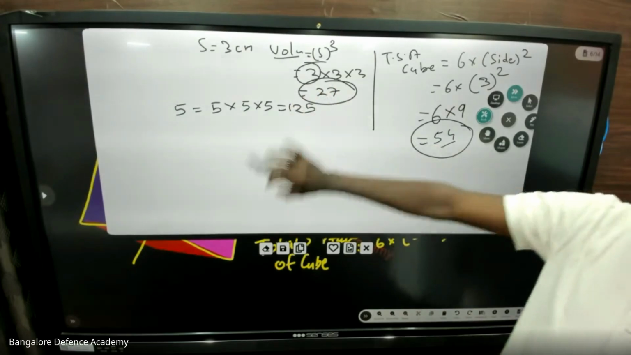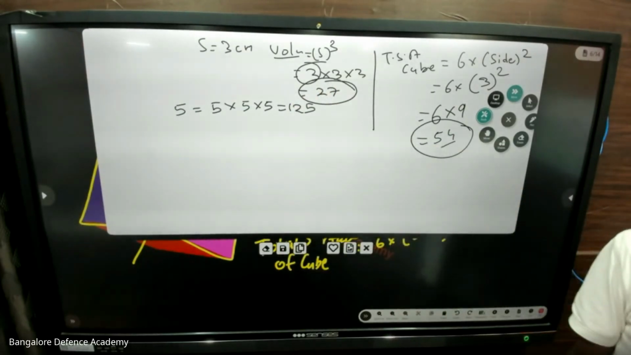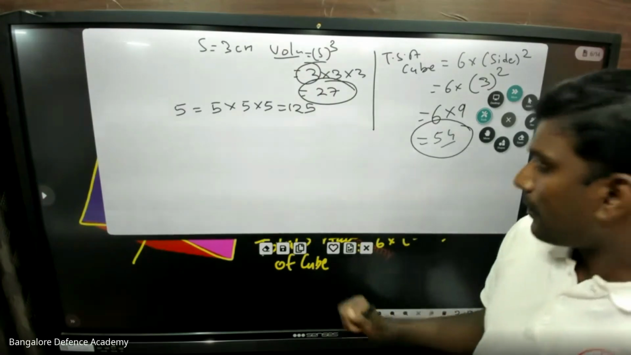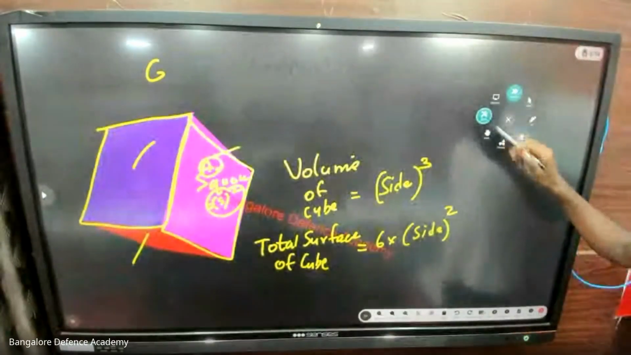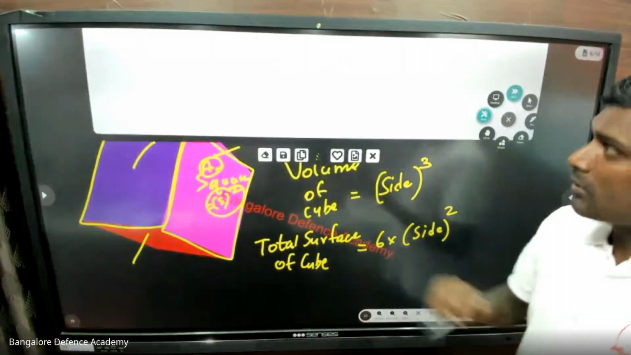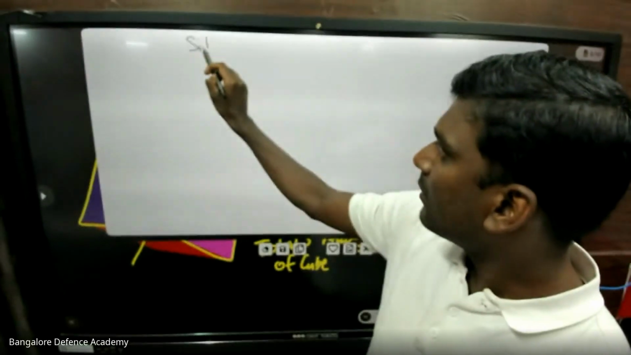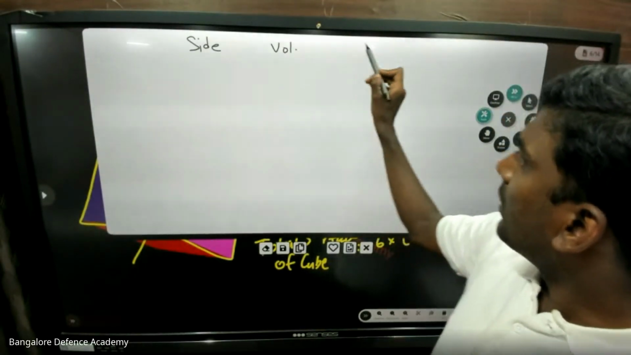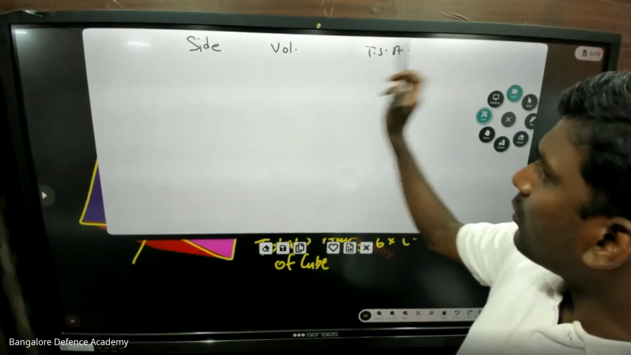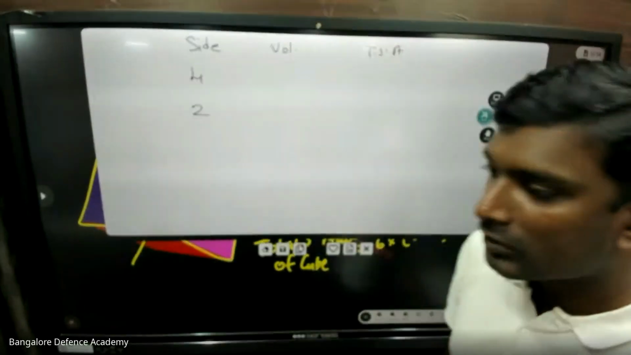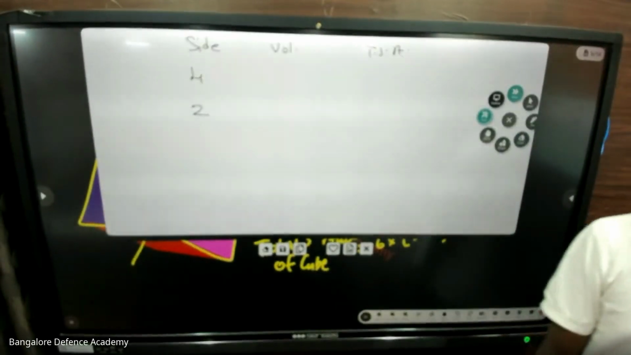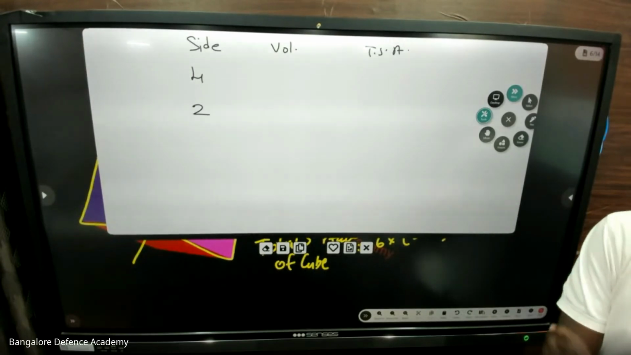Okay, so like this, we will do questions on cube. Got it? Do you want questions on it? Take down quickly. First question. I'm giving you side. I want the volume of cube and the total surface area of cube. Okay. 4 and 2. Start doing it with the help of formulas. Do it stepwise.